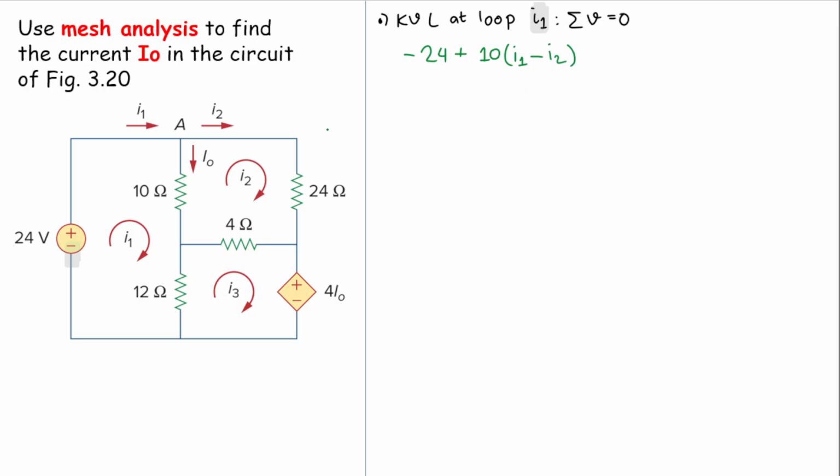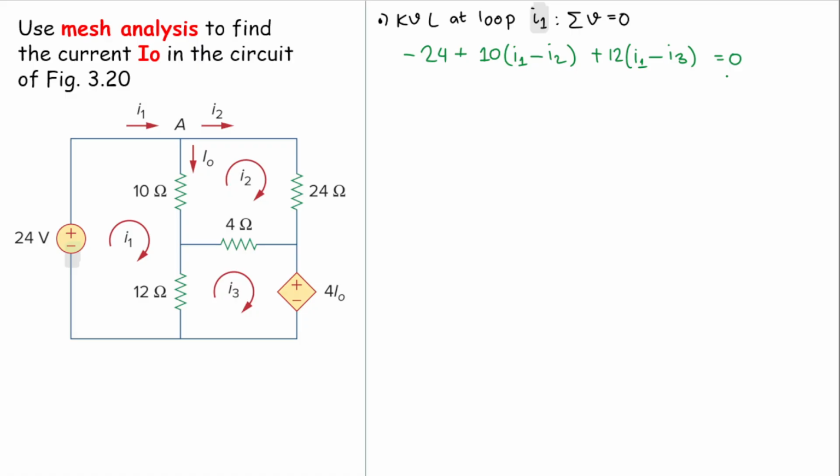Good. And then let's move on to this 12 ohm resistor. So we will have 12. And we can do the same game here. Here I1 is flowing in the opposite direction of I3. But I1 always comes first because we are working on I1. So I have I1 here. And then minus I3. Good. And then all of that will equal 0.